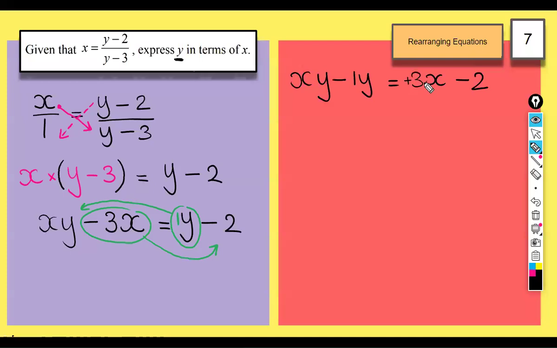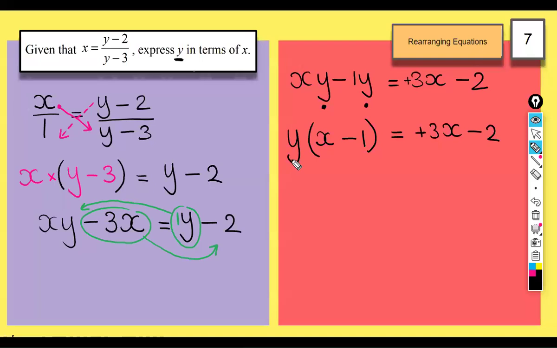Now remember, you want to isolate the y's. Do you all see an opportunity to factorize here? An xy and 1y have the letter y. So guess what you could do? You could factorize out that y. And you'll be left with what? x minus 1. You'll be left with the x and the minus 1. We're almost done, don't worry.